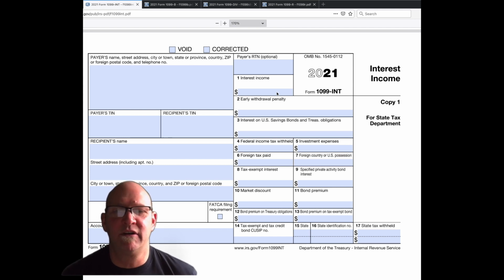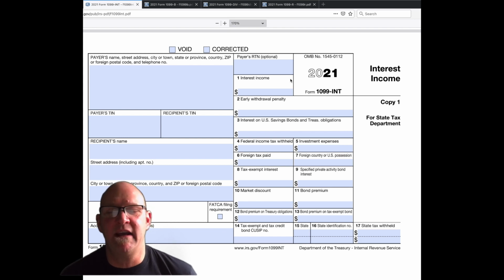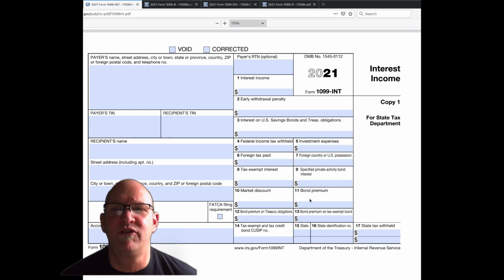Now, a couple different things. This may be, as I said, from an online savings account, a money market account. It could be if you cashed in a U.S. savings bond or you had any treasury bonds. If you bought any treasuries during the year, all this is going to show up as interest income on the 1099-INT. Now remember, interest income is always taxed as ordinary income, you guys.